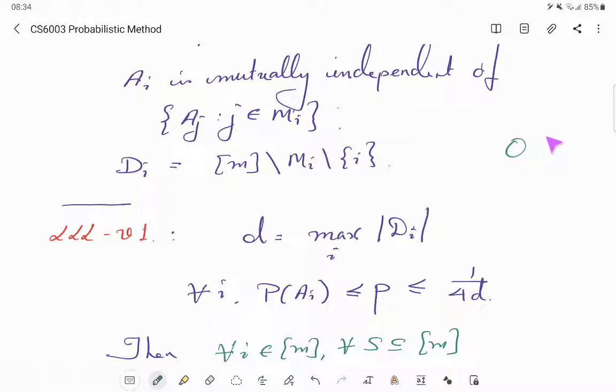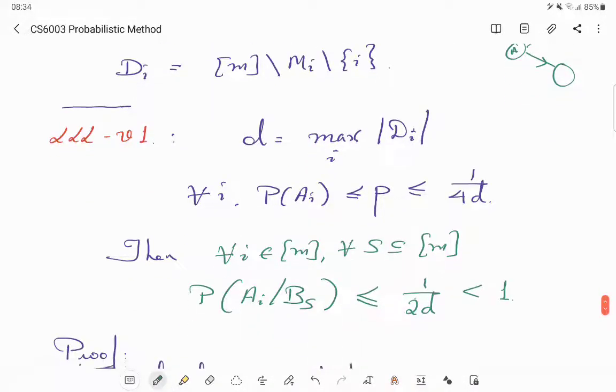We can also plot this dependency as a graph. If Ai depends on Aj, then you will put an arrow to Aj and so on. Again, this is not exactly correct. You should define this graph by saying that you do not put an edge from a vertex to the collection of vertices of which it is mutually independent. Again, you have to do a bit of long talking to draw this graph, but the idea is that this d is the maximum degree of that graph. Now, we will assume a slightly stronger bound on P of Ai.